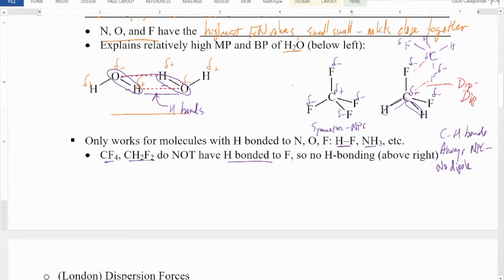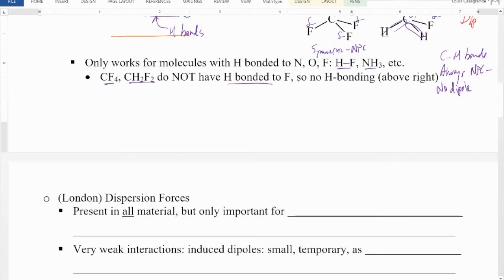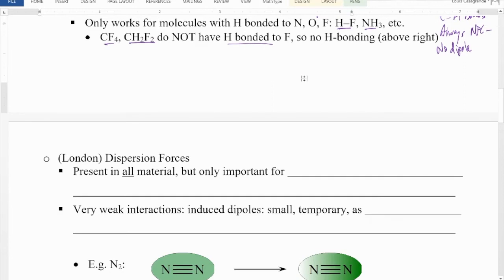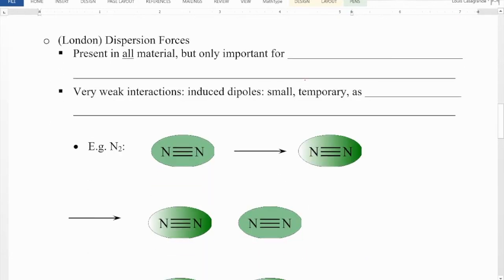So what about nonpolar molecules? Nonpolar molecules have a unique way of forming those dipoles. Now, a thing about nonpolar molecules, they form what are called London dispersion forces. Sometimes we just say dispersion. The word London is not for the city, but for a scientist named London who described these. These are present in all materials because, as we'll see, they depend on the electrons.